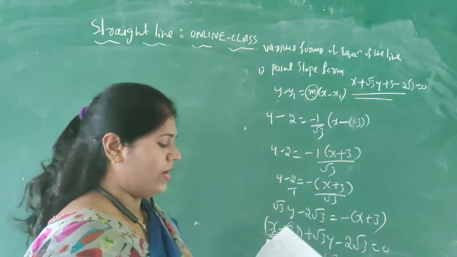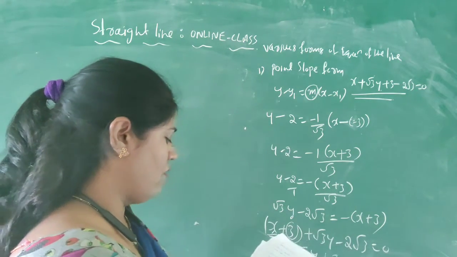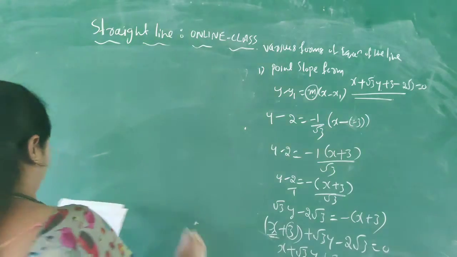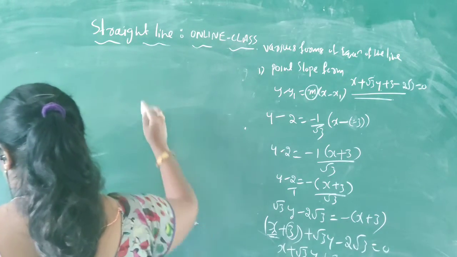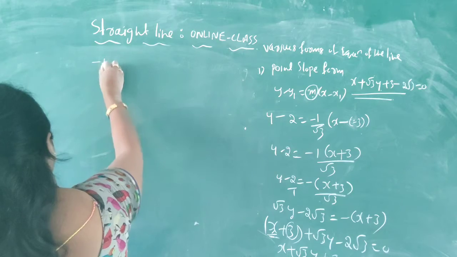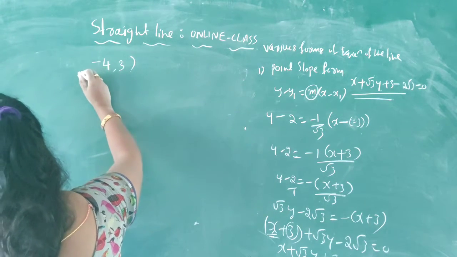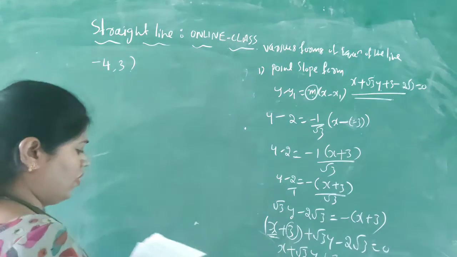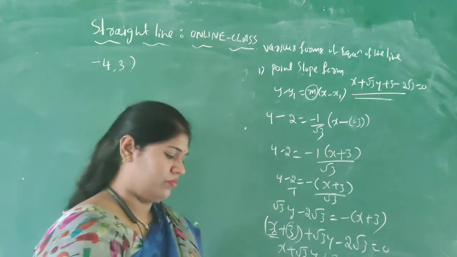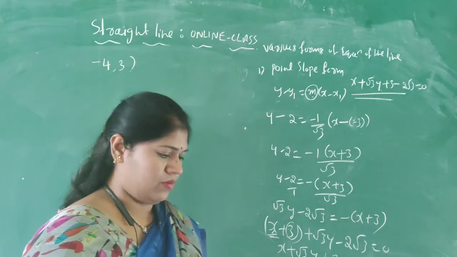Next, find the equation of the line with the point minus 4, comma 3. This one is over, I believe.